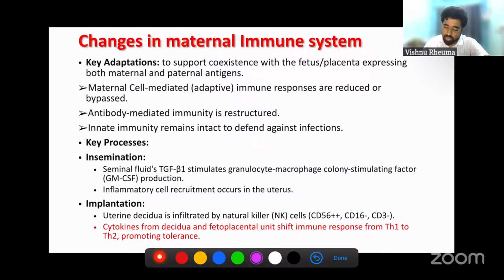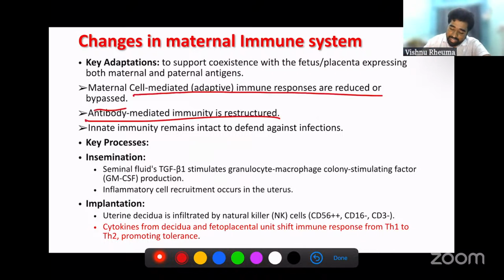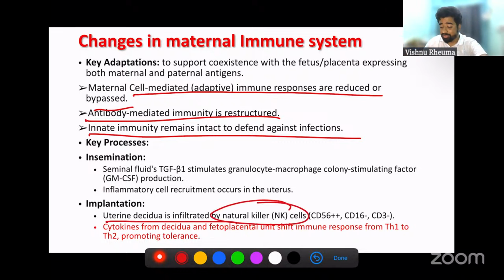So next you have the changes in immune system. As I told you, the main change is your decreased lymphocytes and your increased innate immunity. Increased or normal innate immunity will be there, and your antibody immunity is basically restructured. Basically, there's a slight decrease in your antibody mediated one, while your cell mediated one is directly reduced or bypassed. Innate immunity remains the same. Implantation occurs, and while the implantation occurs, it's held by NK cells when the uterine tissue is infiltrated by NK cells.